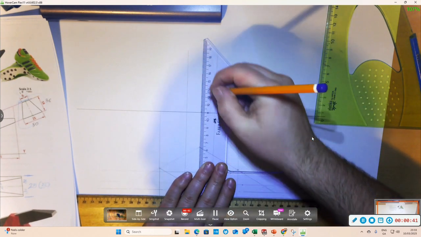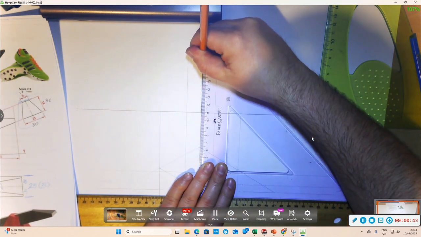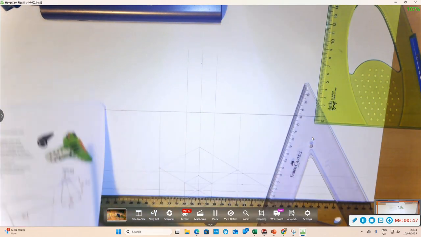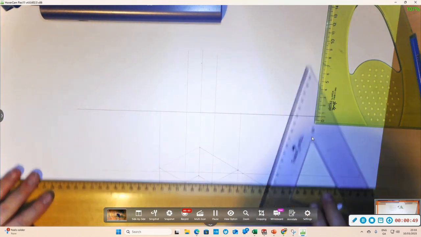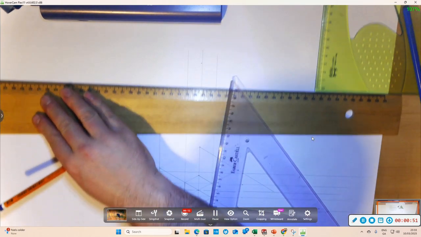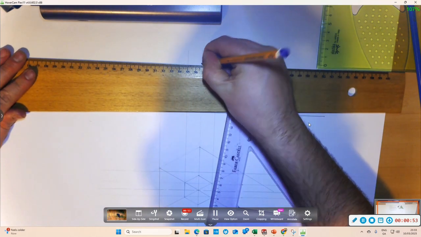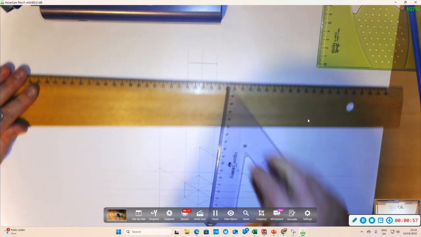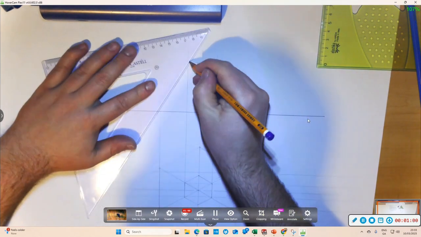So 62 up there from the XY line. I can join to here.